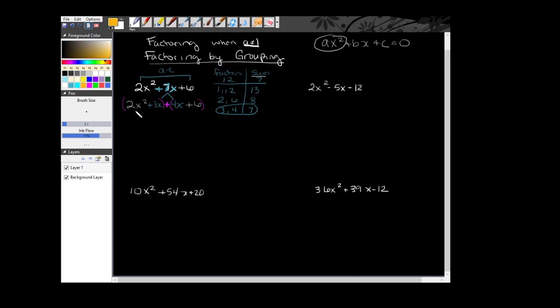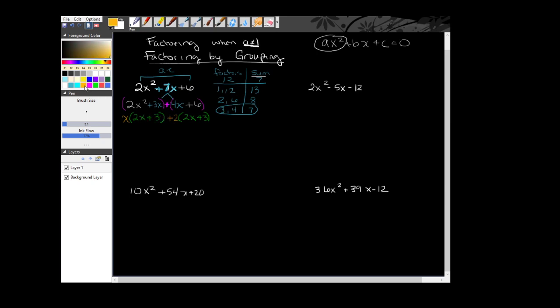So now I need to go through and find the GCF of each set of parentheses. In this first set of parentheses, the biggest value that I can divide out of everything is just an x. If I divide x out of this, I'm left with 2x plus 3. Now if I go to my second set of parentheses, the GCF between 4x and 6 is 2. And that also leaves me with 2x plus 3. Notice what I'm looking for here is to make sure that I have two parentheses that perfectly match each other.